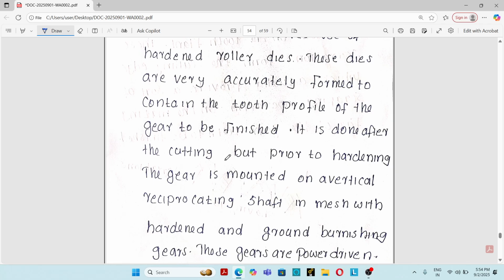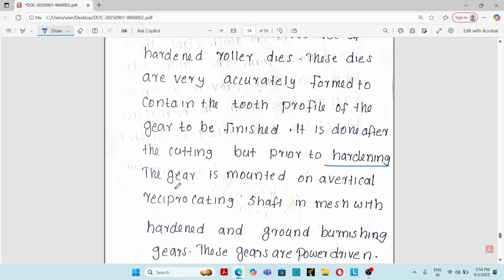See, in this process, it is done after gear cutting, prior to hardening.